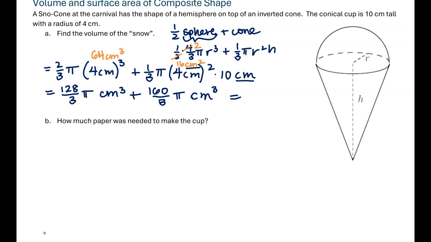I need to find 160 plus 128 because everything else is common. They both have a common denominator. They both have the pi, so these are like terms. So I'm seeing 288, I believe, over 3 times pi cubic centimeters. So I think that's a fantastic answer.